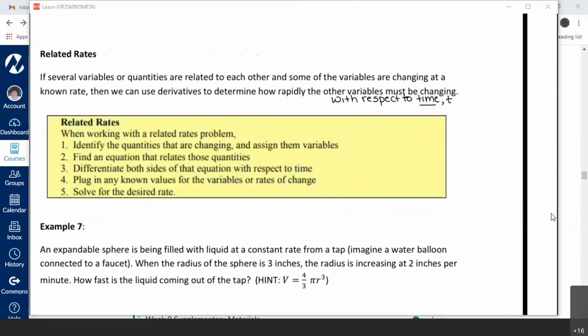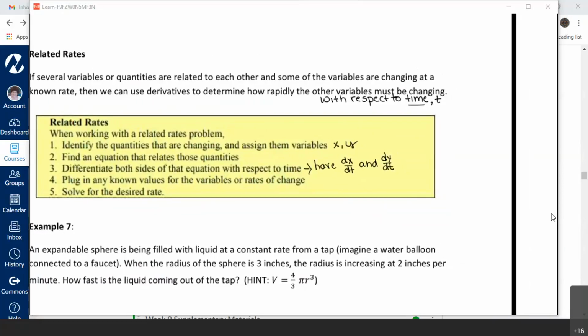Differentiate both sides of the equation with respect to time. So let's say you have x, y as your variables. You're going to have dx/dt and dy/dt. So how is this different from before? Before, we were just thinking of y as a function of x. In related rates problems, all of your variables are functions of time. So say both x and y are functions of time.